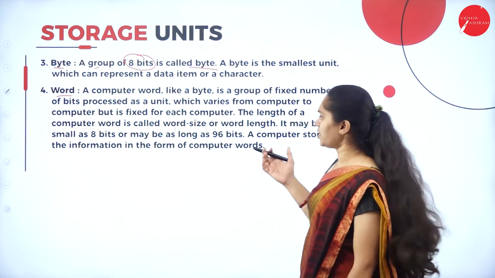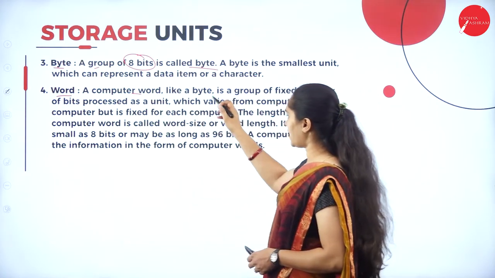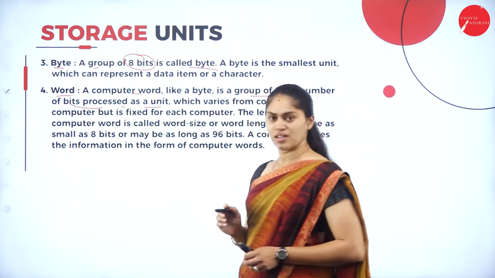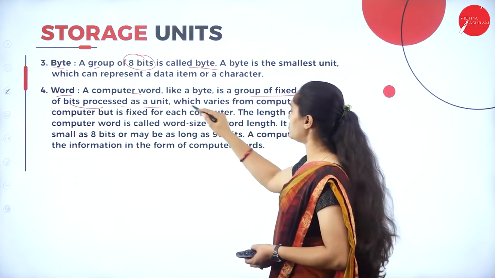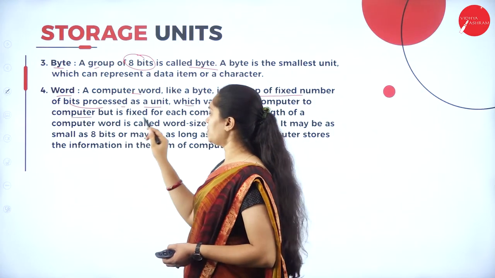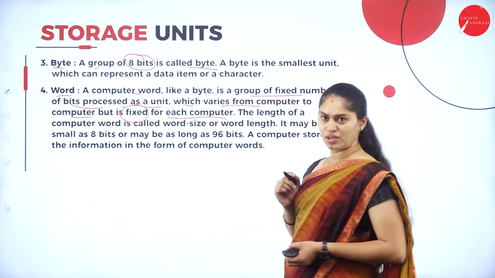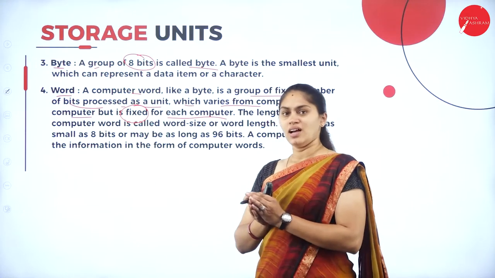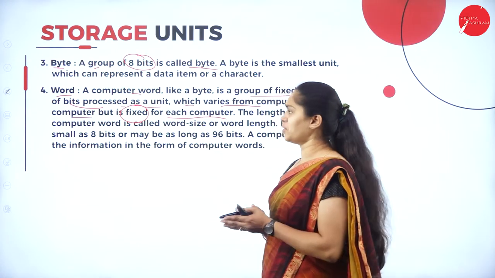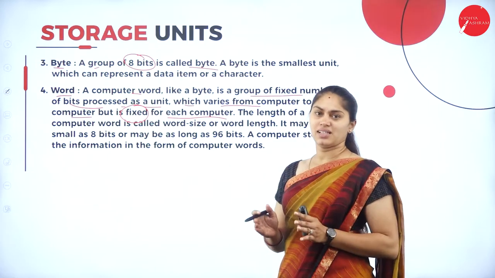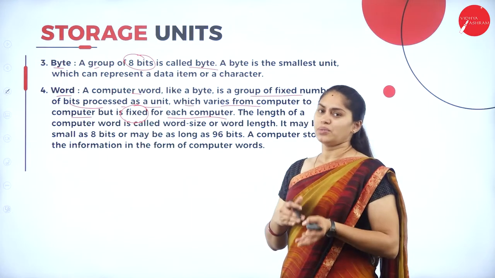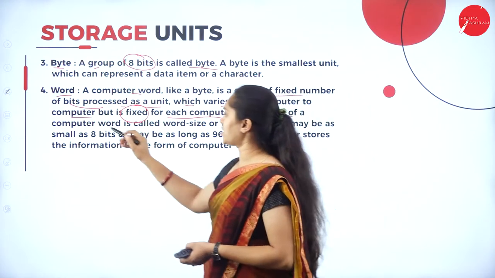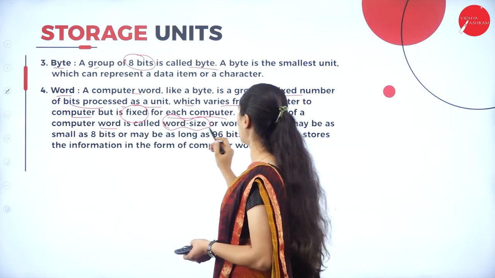So you can see here, a computer word, like a byte, is a group of a fixed number of bits which is processed as a unit. It varies from computer to computer, but it is fixed for each computer. For example, if the word length of my computer is 32 bits, or 64 bits, then it remains the same, but it varies from computer to computer and from manufacturer to manufacturer.